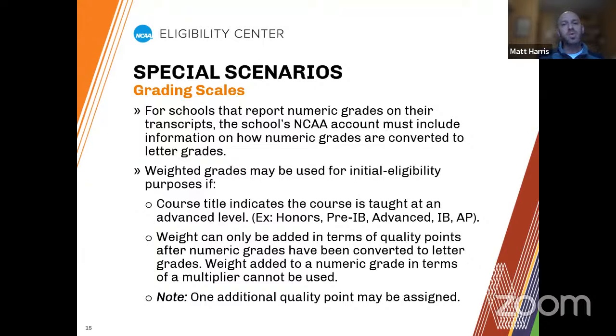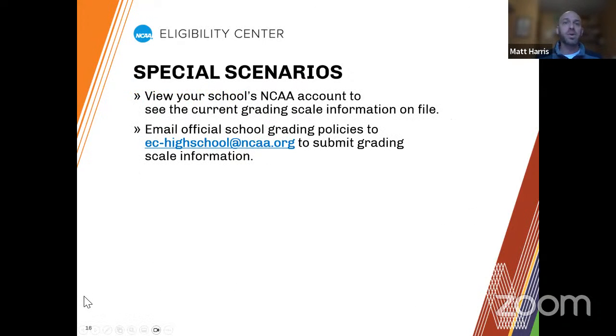If your high school adds weight in terms of a multiplier on a numeric grade, we will not apply that weight because that weight is already going to appear on the numeric grade on the transcript. But if you do apply weight in terms of quality points, oftentimes it'll be 0.5 units for honors and 1 point for AP courses, we can use that weight, and that will only help students. So we encourage you to contact the Eligibility Center and say, hey, we have this weight. We're going to ask for some information, some documentation showing that policy, and we'll probably also ask the year that it went into effect.